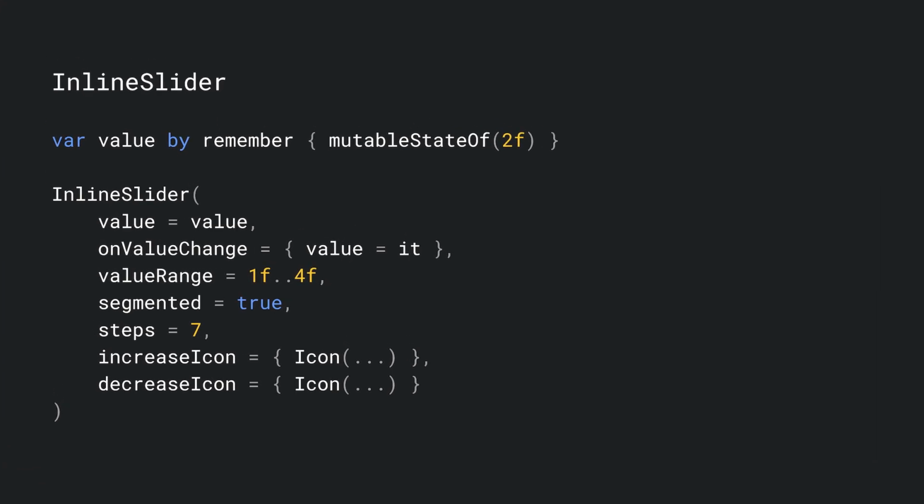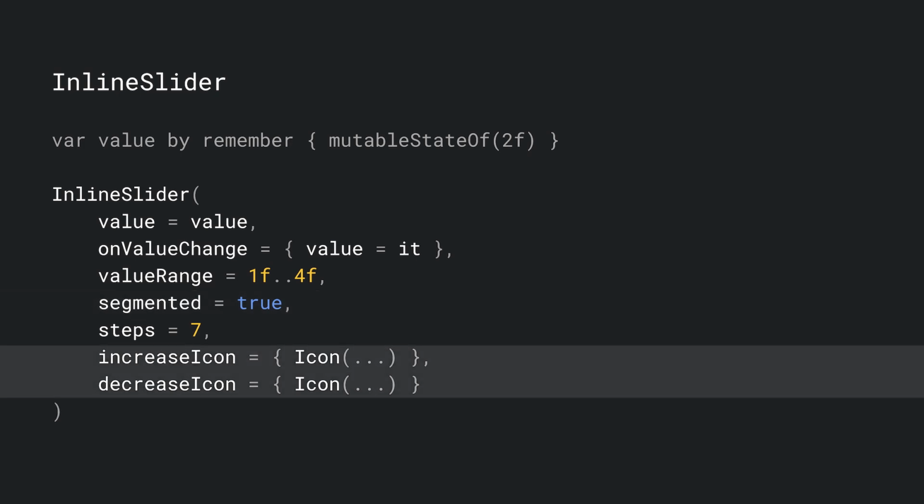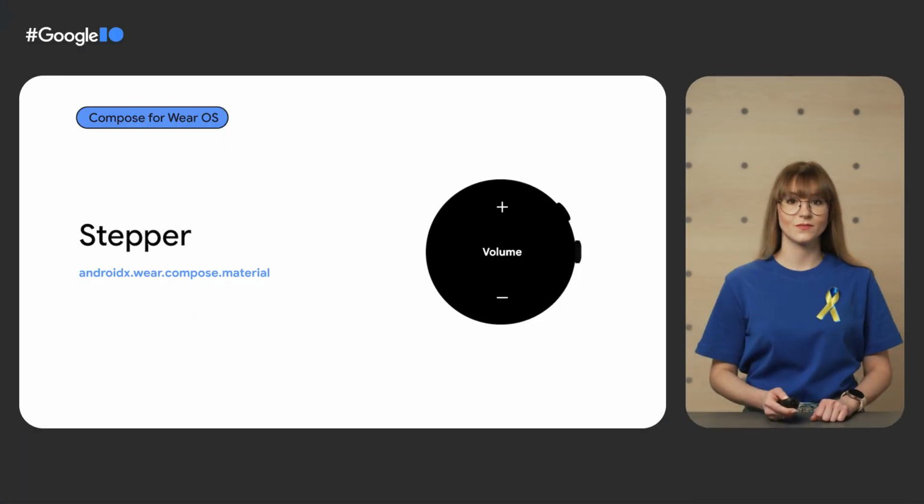Here is an example of slider usage. The bar in the middle of the control can have separators if the segmented flag is set to true, which is recommended if you have no more than 8 steps. Slider may also take a progression of values as a parameter instead of a range and allows you to customize the increase and decrease buttons. Moving on to our next input component, Stepper.